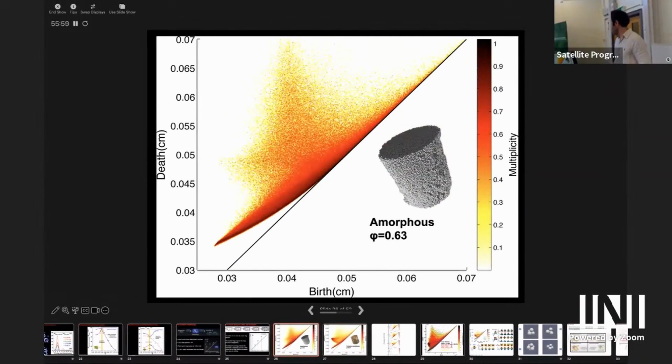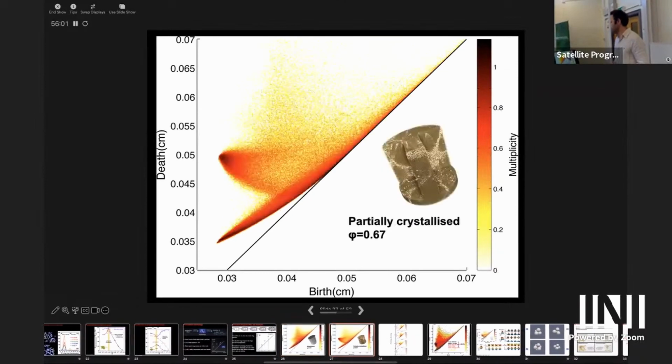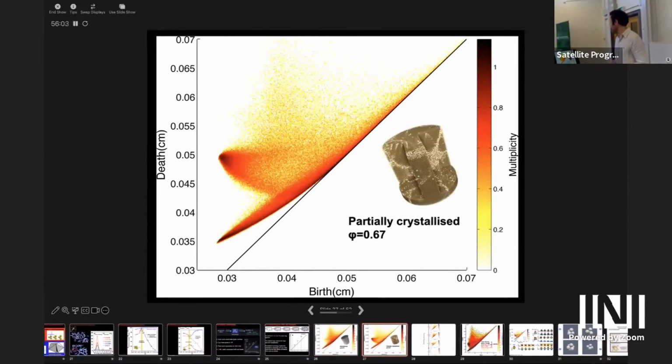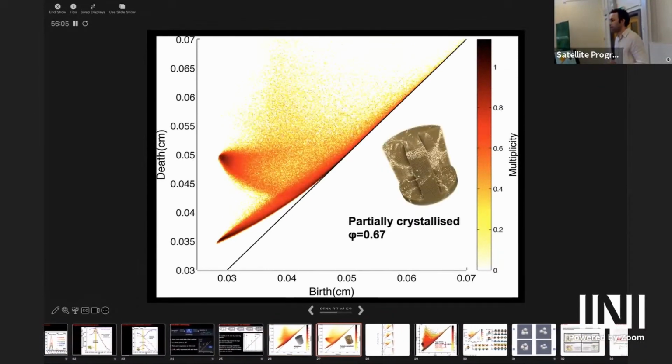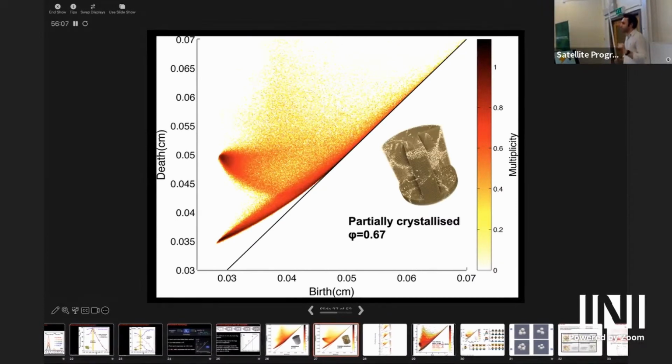Right? So you have the amorphous at 63%, and you have the partially crystallized packing at 67%. Right? So now the question is, what does this mean? So it is reduced in terms of complexity, hopefully, from the full structure of the packing. So now we need to understand this.